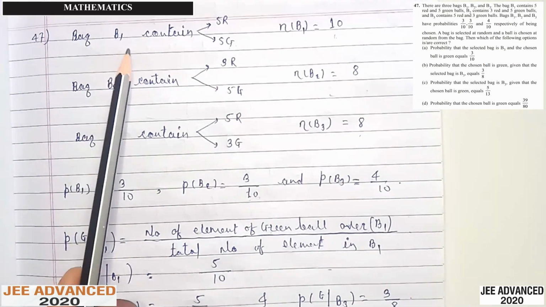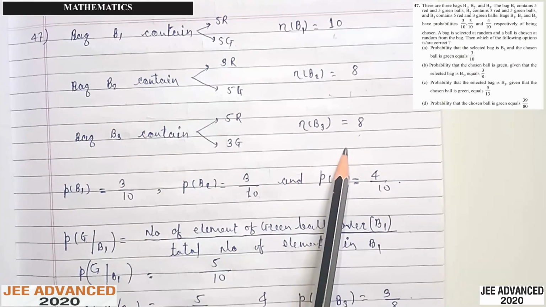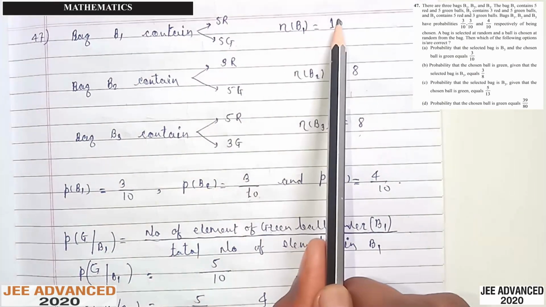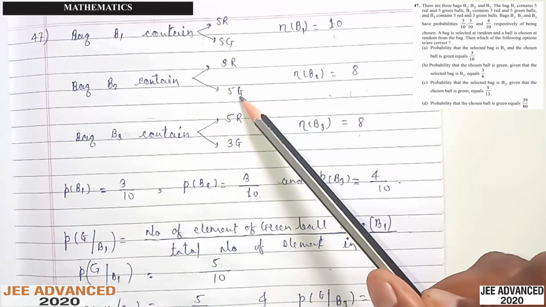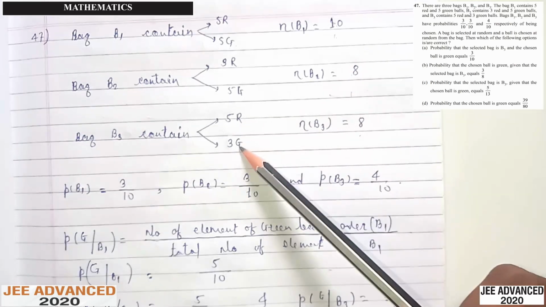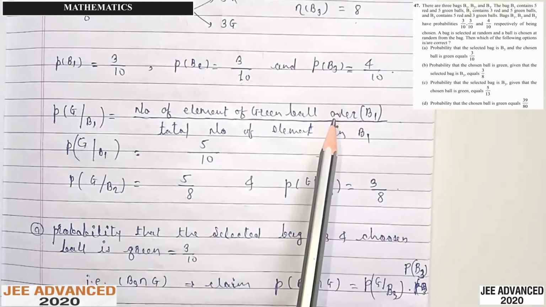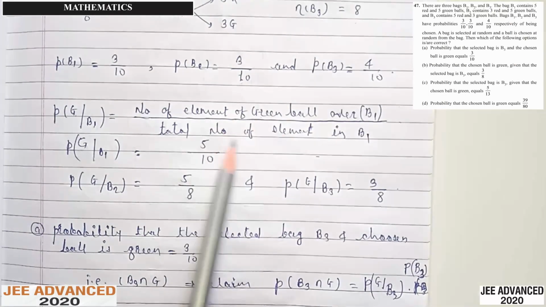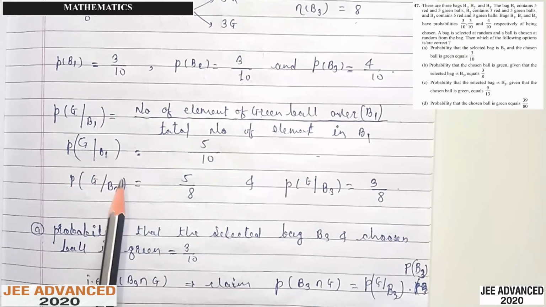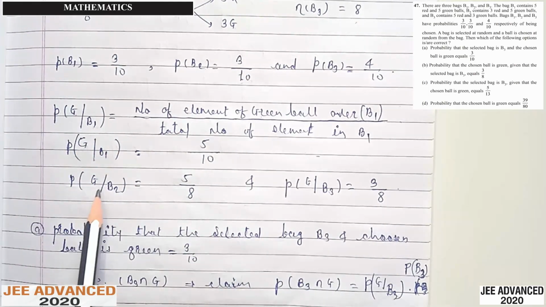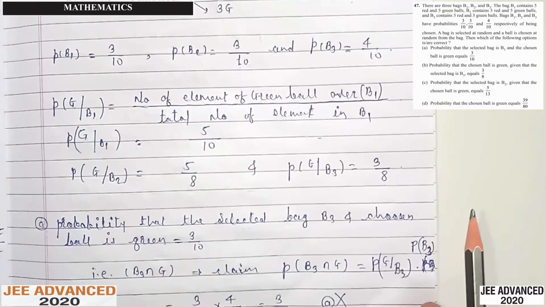For B1 we have a separate sample space, for B2 a separate sample space, and for B3 a separate sample space. So the probability of a green ball over B1 is 5 by 10, green ball over B2 is 5 by 8, and green ball over B3 is 3 by 8. That is the number of green balls in a bag over the total number of elements in that bag. You have to find it that way everywhere. So these are the probabilities of a green ball over B1, B2, and B3. We found them here.